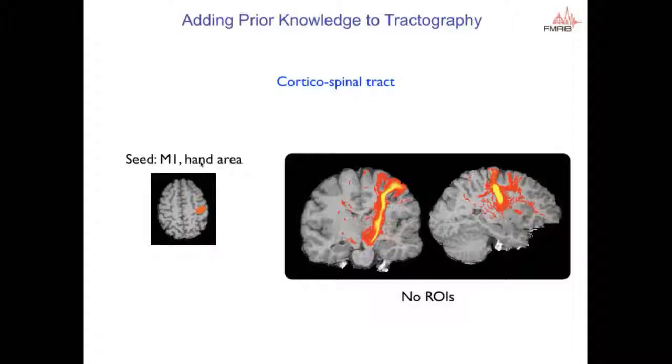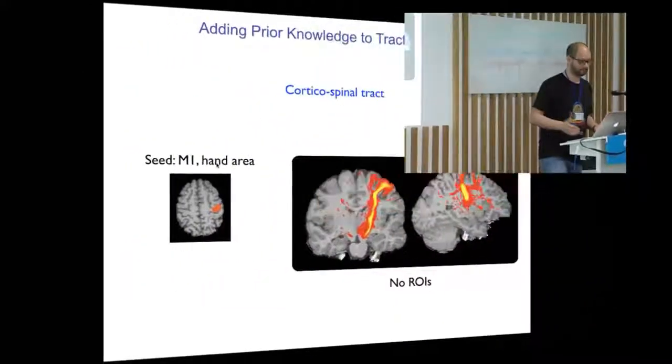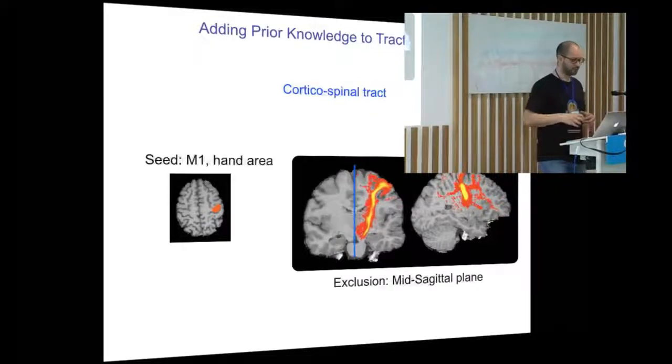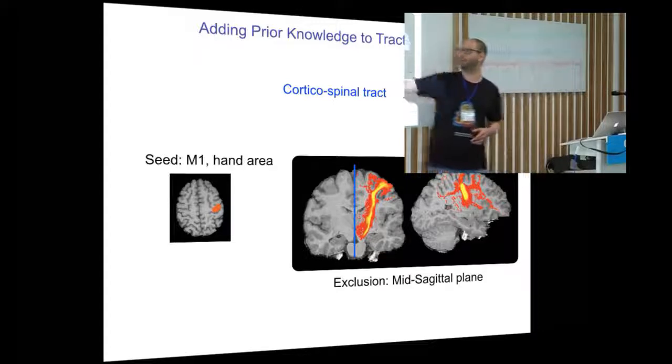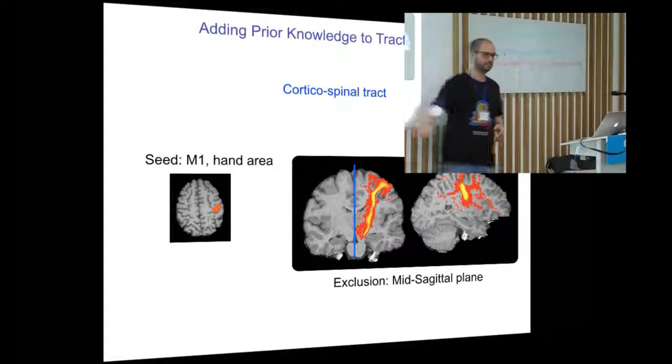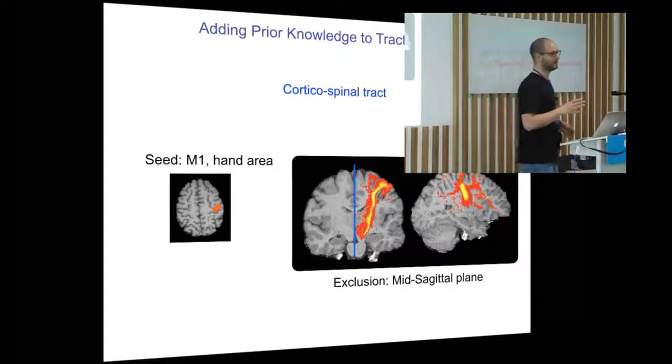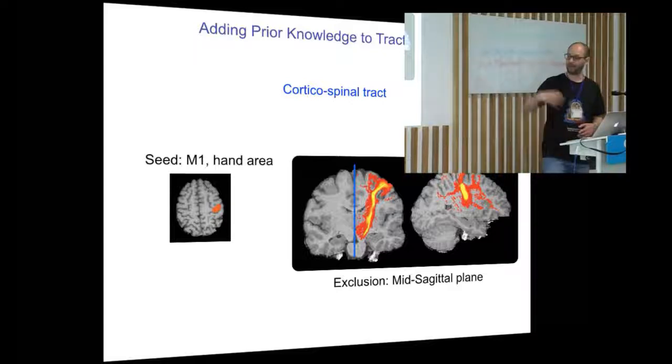And if you were not to add any prior information, you see that, yes, the most likely path follows the corticospinal tract, but you also get some spurious fibers going through the corpus callosum and reaching the contralateral hemisphere, which you know shouldn't be there. So what you can do is set an exclusion mask saying block all the fibers that cross the mid-sagittal plane, that go through the corpus callosum in this case. And this already gives you a much cleaner result.